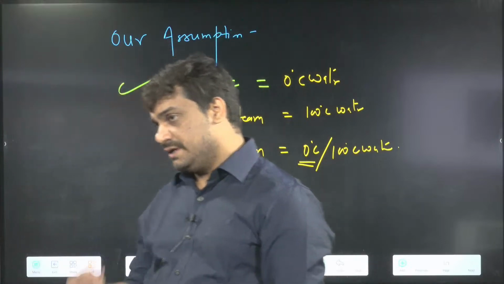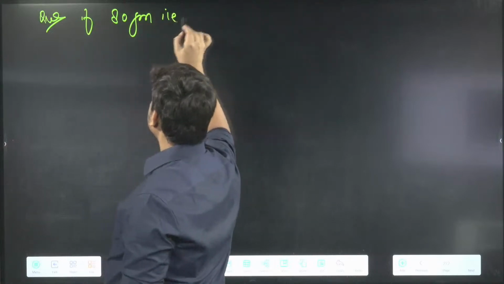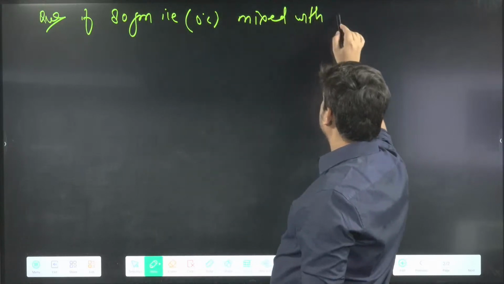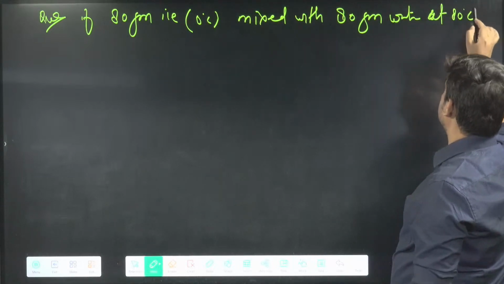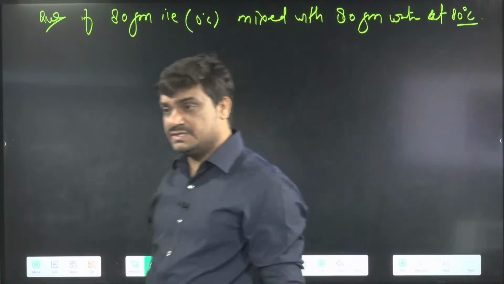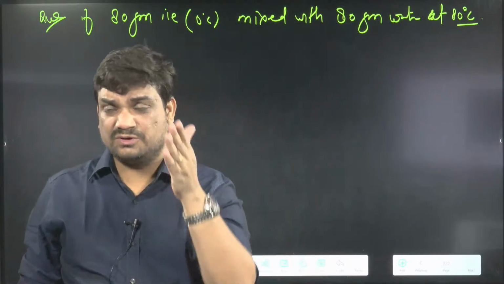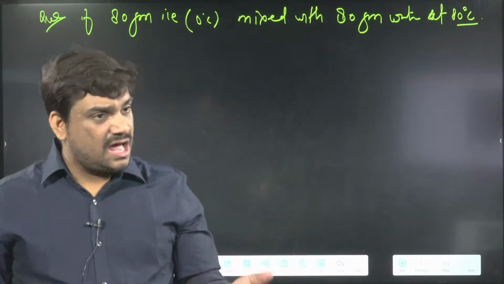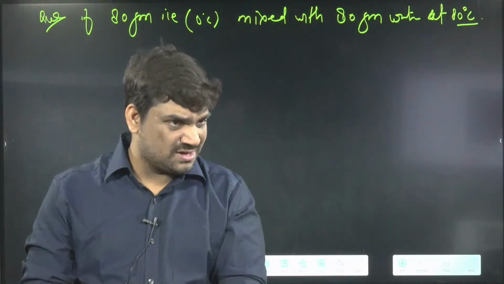So now we'll write the question. The first question that we are going to write: if 80 gram ice at 0 degrees Celsius is mixed with 80 gram water at 80 degrees Celsius. Now they can possibly ask several questions. First, the temperature of the mixture. Second, how much ice will melt. Third, how much ice will actually be left in the mixture. And fourth, how much water is in the mixture.